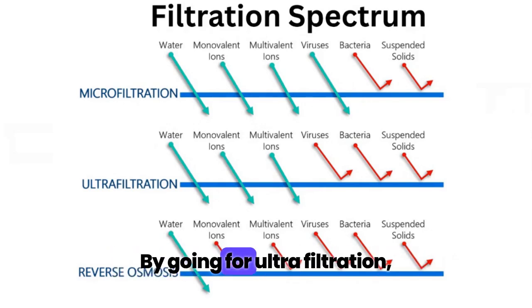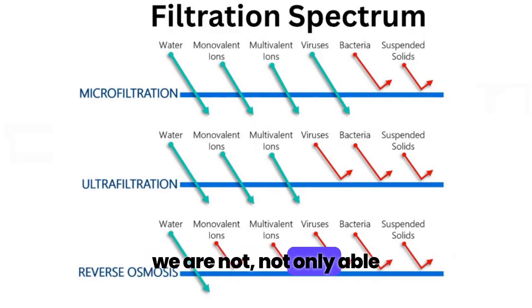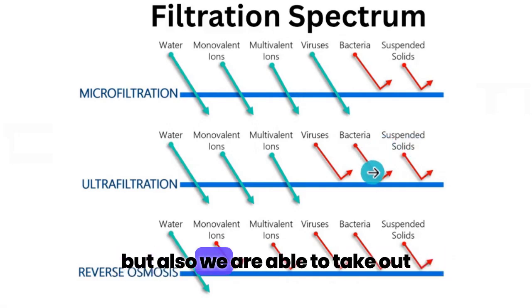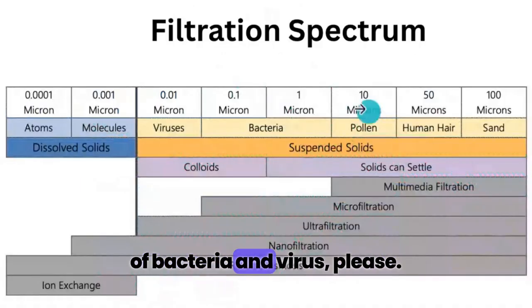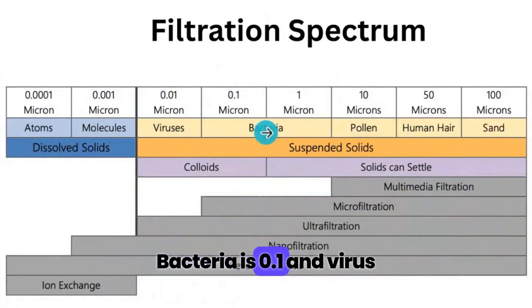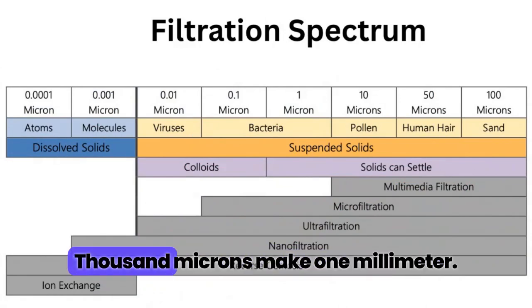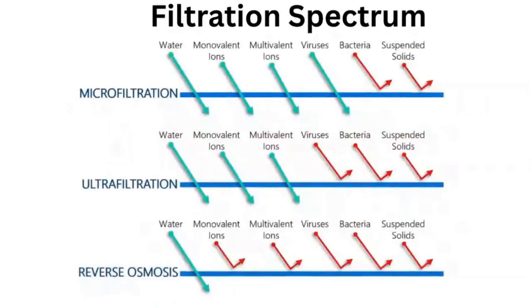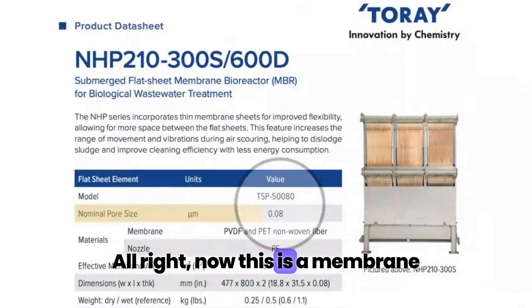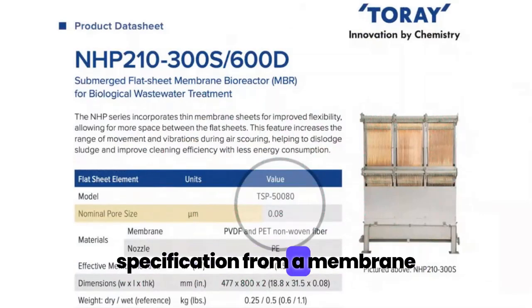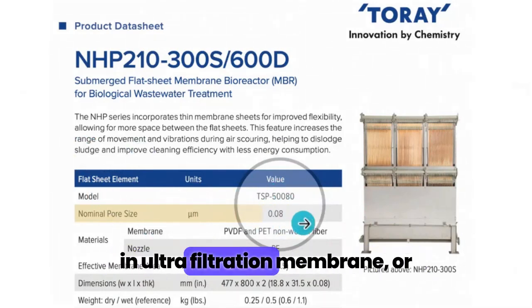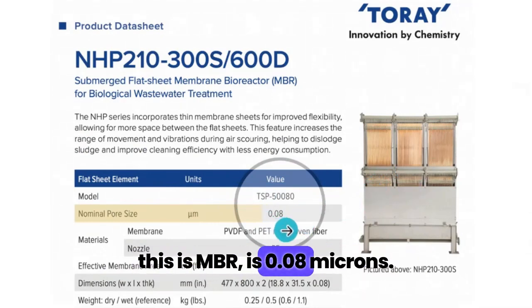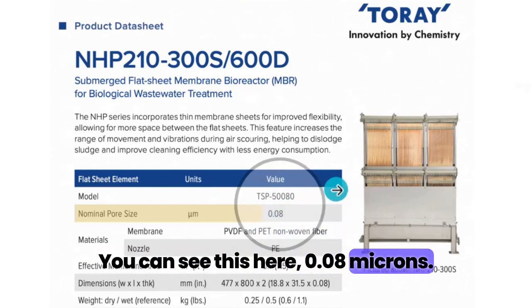Right. By going for ultrafiltration, we are not only able to take out the suspended impurities, but also we are able to take out bacteria and virus. Let us go back and see what is the size of bacteria and virus. Please look at this. Bacteria is 0.1 and virus is 0.01 microns. And 1 micron is 1 by 1000th of a millimeter. 1000 microns make 1 millimeter. All right. Now, this is a membrane specification from a membrane manufacturer called Toray. Here you will notice that pore size in ultrafiltration membrane, or this is MBR, is 0.08 microns. You can see this here, 0.08 microns.